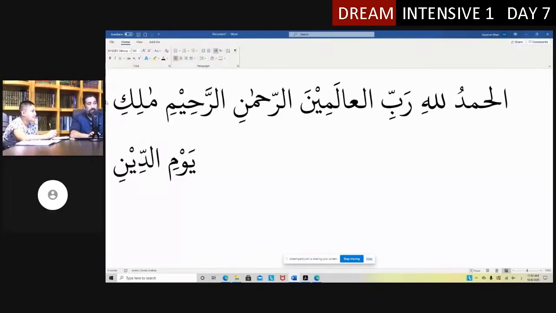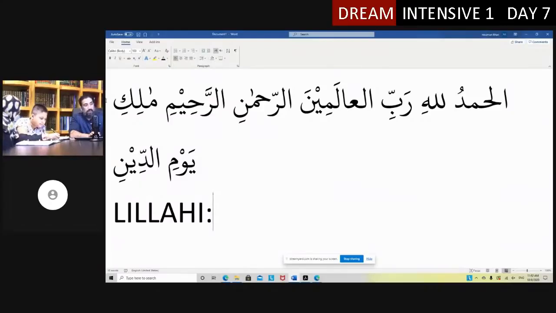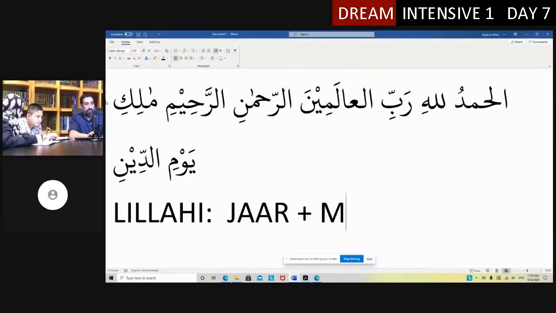Okay, we're going to skip Alhamdu for now. Now, Lillahi. If I want to spell it in English, it would be like this. It's actually two words: li plus Allahi. Now, the word li is lam, and lam makes the next word jar. So lillahi is jar plus majroor. It's two words, jar plus majroor.